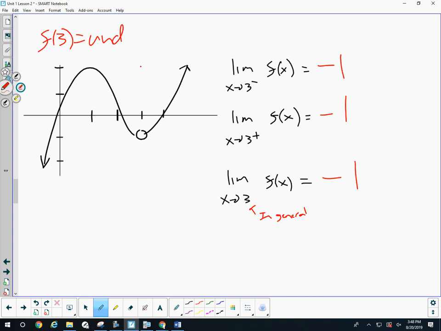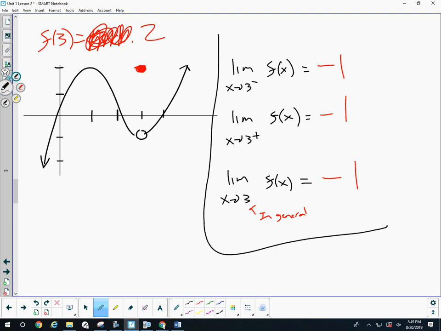Now, what if I put a dot up here at 2, and I said f of 3 was 2? Go ahead and put a dot there and say f of 3 is 2. Would that dot change my answers here? Discuss. Explain why.